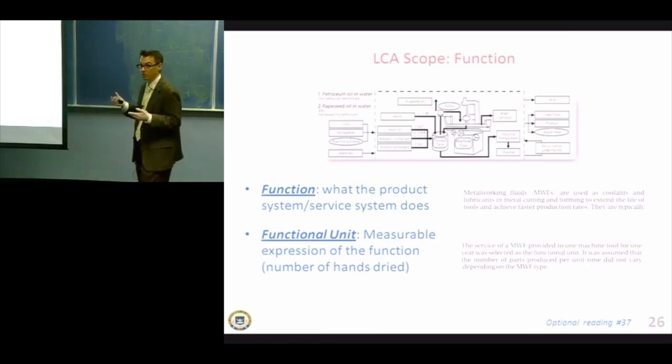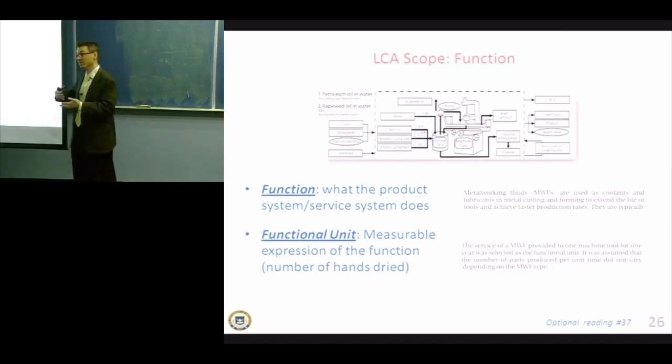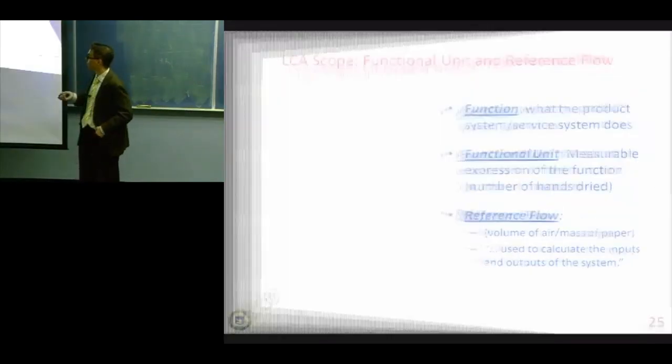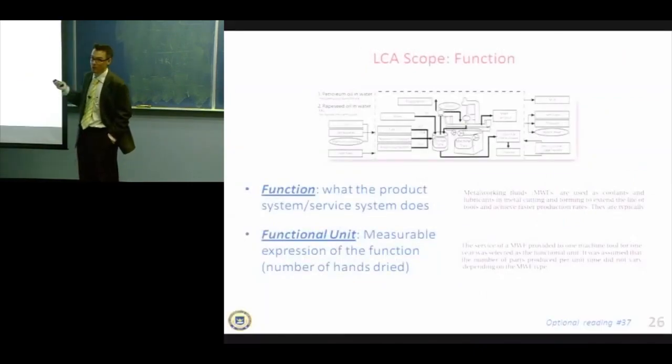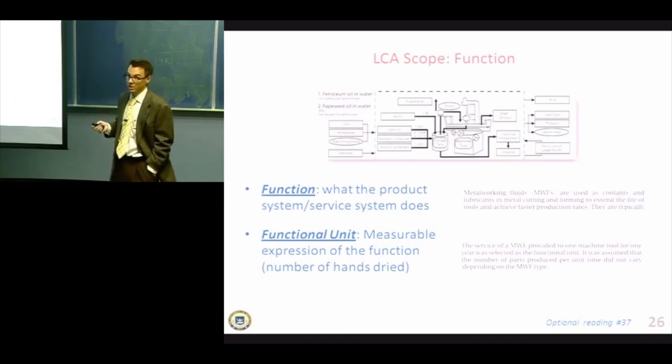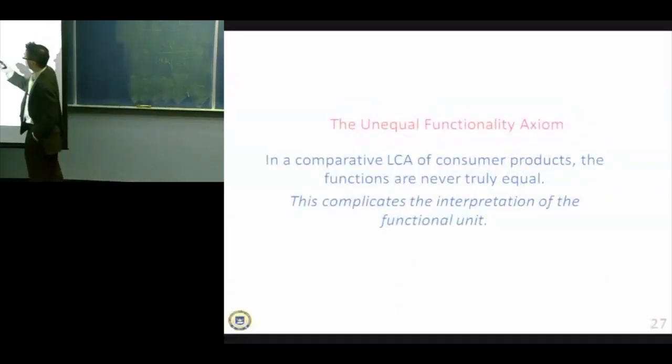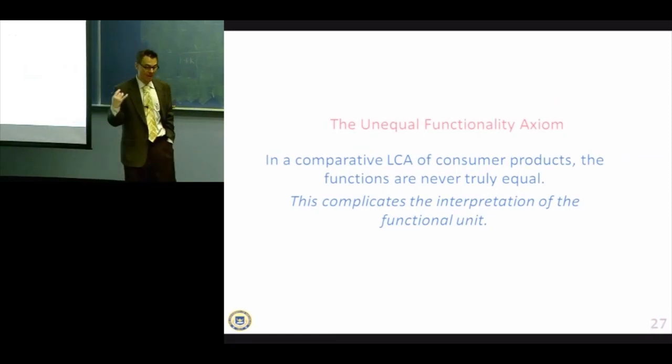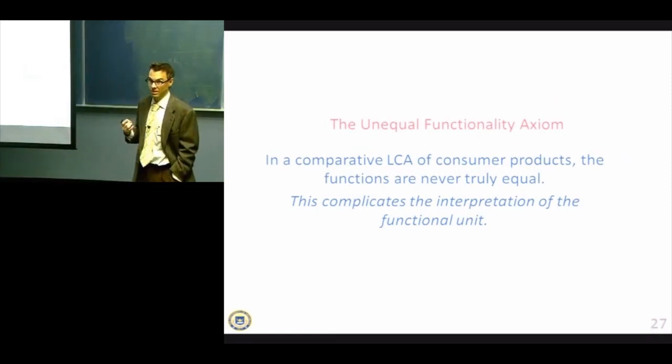And it may be one that the reviewers will live with, just because you don't have the data, and this is a cutting fluid study, after all. But you've got to recognize that things are never really the same, so you've got to be looking for the differences. One thing I can tell you about a vegetable oil versus a petroleum oil-based cutting fluid, as we've formulated them in this study, is that the vegetable-based cutting fluids last a lot longer without deteriorating. So the service life is actually going to be longer, but here we're assuming it's the same. Nothing is truly ever equal, and that obviously is going to complicate your interpretation of the functional unit.